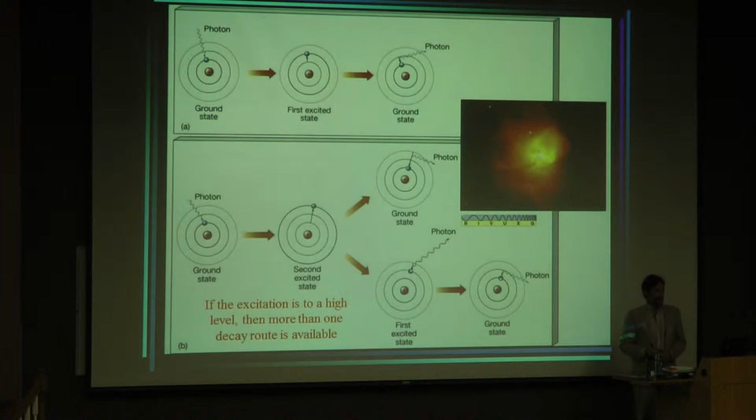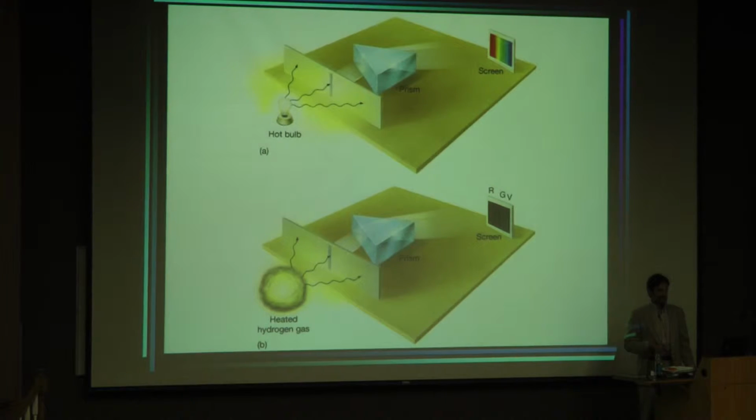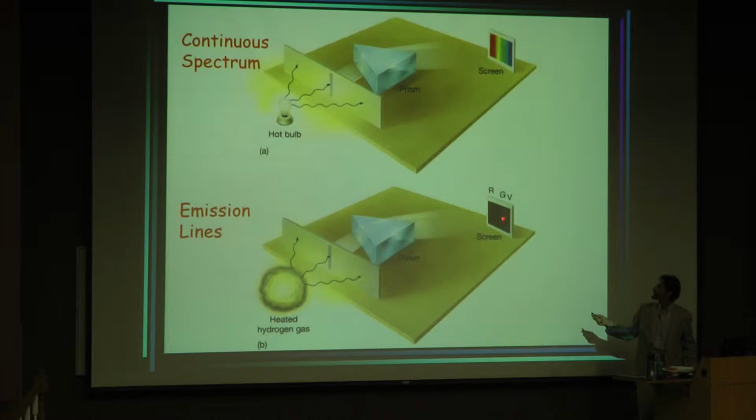But anyway, this is basically a situation where we could create emission or absorption lines depending on the direction that we're looking at the gas. Here, we're looking at actually heated gas, so we're seeing emission lines. Okay, so again, working our way through this: hot bulb, continuous spectrum, heated hydrogen gas, we get the emission line.